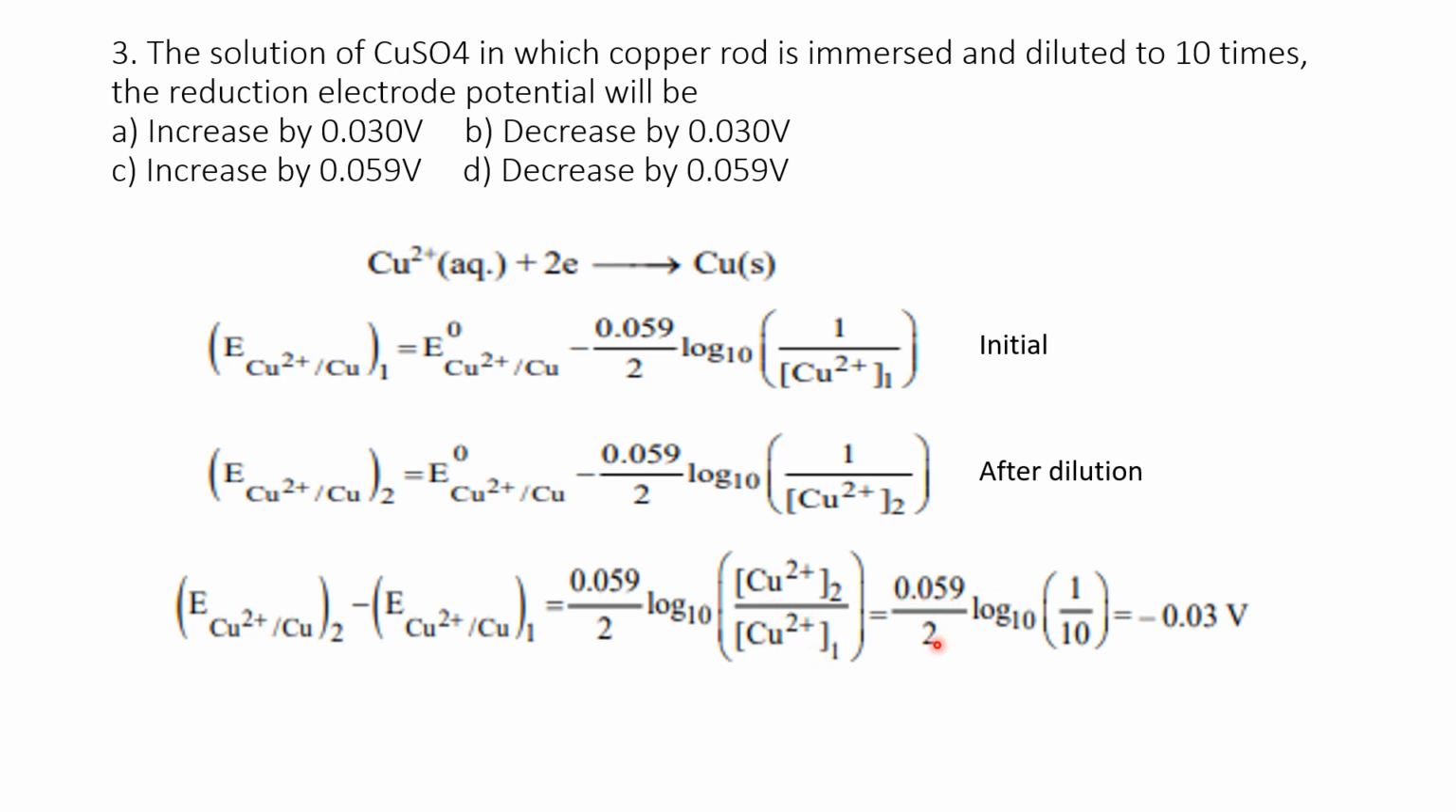Okay, so this is log of 1 by 10, since it's diluted 10 times, which is equal to minus 1. Okay, which is log of 0.1. Log 10 is 1, so log 0.1 is minus 1. So minus 1 times 0.059 divided by 2 is 0.029 something, it will come. Okay, 0.029 will come, so it becomes 0.03. This will be minus 1, so it becomes minus 0.03. If it is negative, it decreases the potential by 0.03. So what is the answer? B is the answer. Thanks for watching.